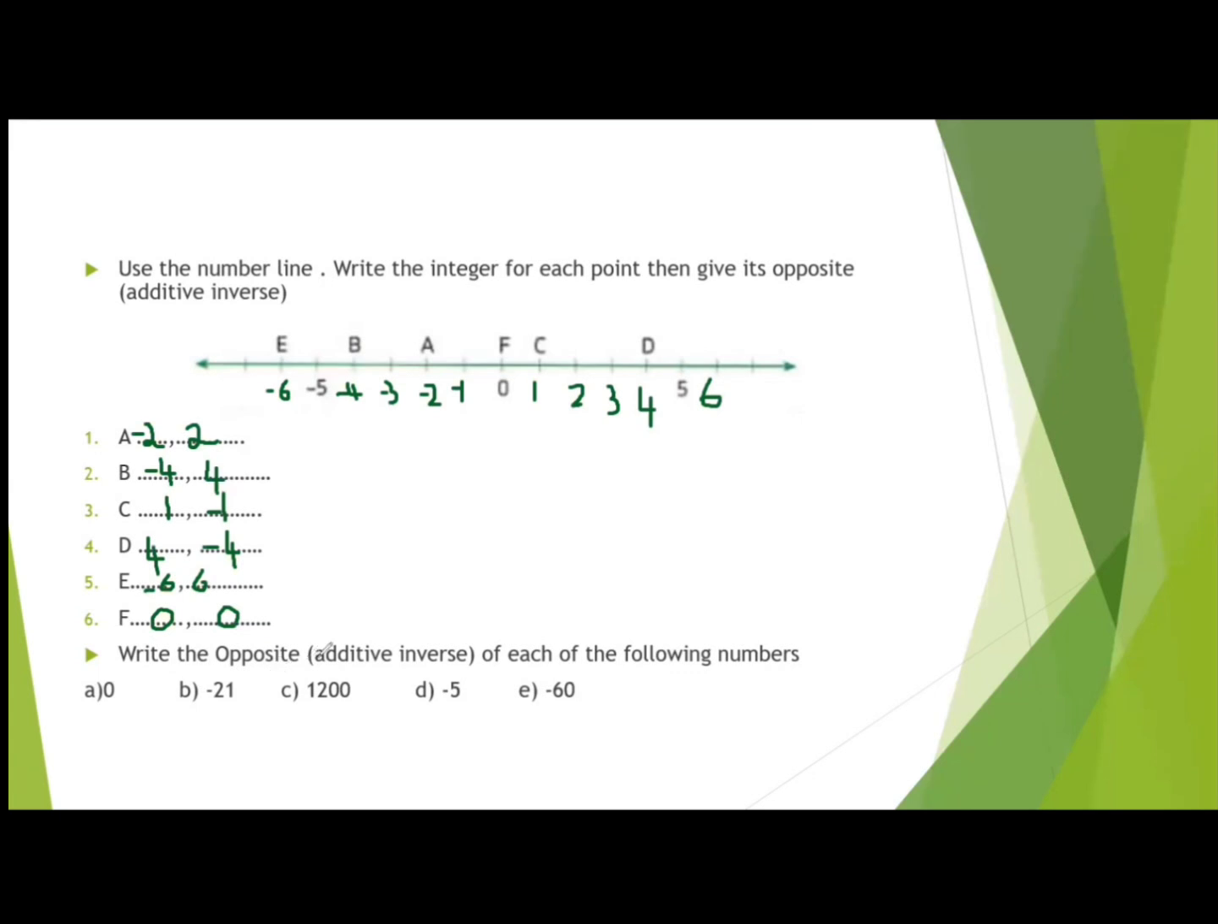Next, write the opposite or additive inverse of each of the following numbers. 0, the additive inverse is 0. B, -21. Yes, it's 21. -1,200. -5, it's 5. -60, 60. Okay, what about if it is -7? -7, it means 7. So the opposite of the opposite of 7 is 7. So the additive inverse is -7.